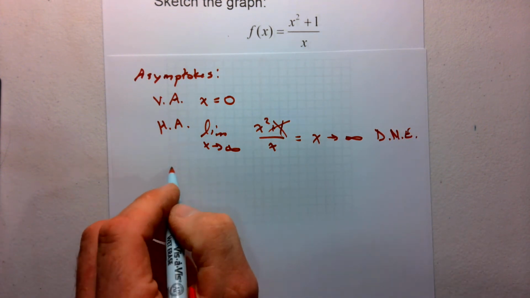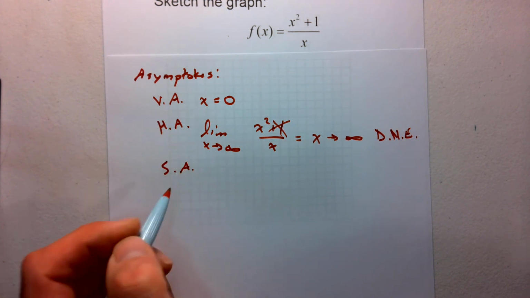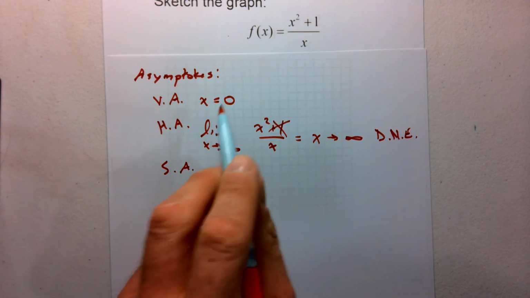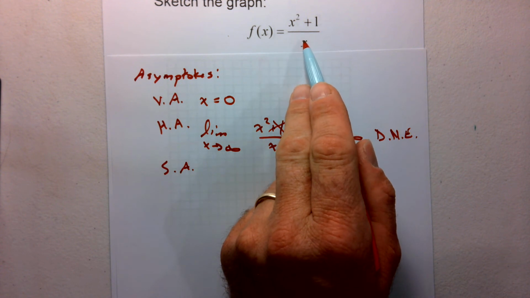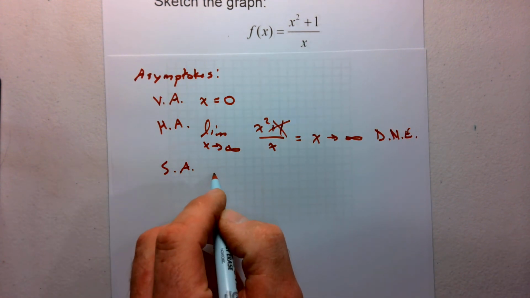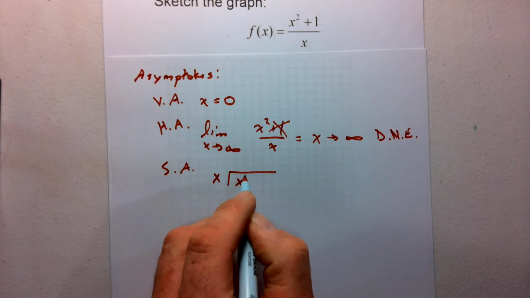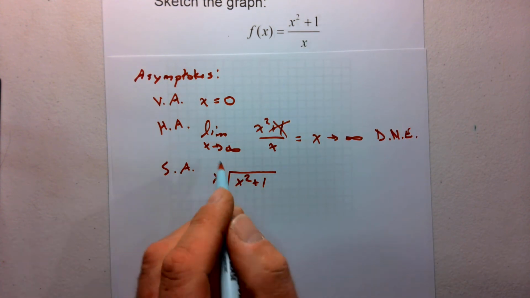Well, if we remember, we also have a slant asymptote, don't we? And a slant asymptote, remember, is going to occur when the degree of the denominator is exactly 1 less than the degree of the numerator. In this case, that does happen.